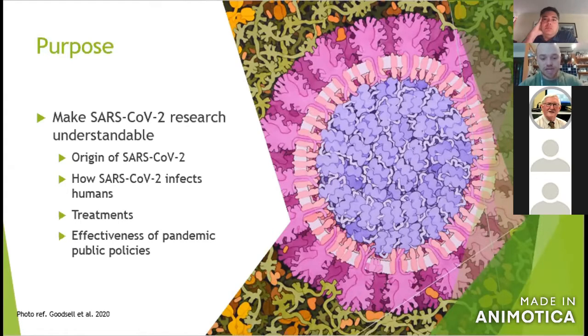So in order to narrow down the wide range of literature topics on COVID, I decided to focus on 4 separate subjects. First is the origins of SARS-CoV-2. Second is how the virus infects the body. The third is what treatments are effective, what's available, and what's being researched. And lastly, the public policies that have been implemented to contain the spread of COVID-19.